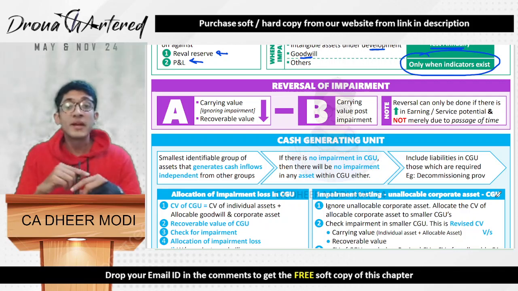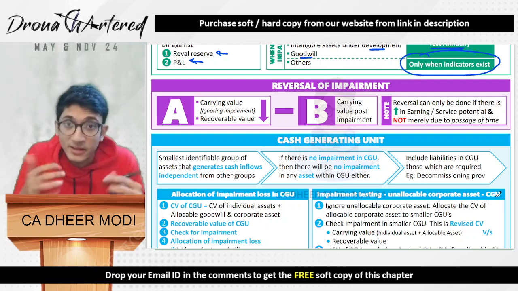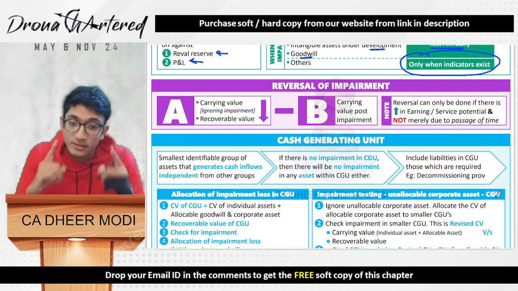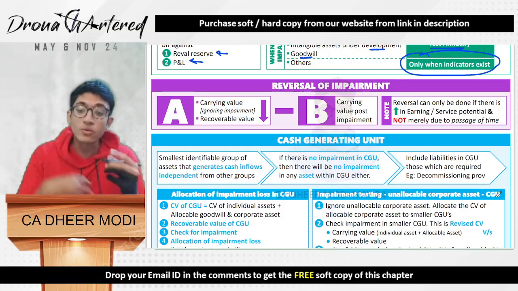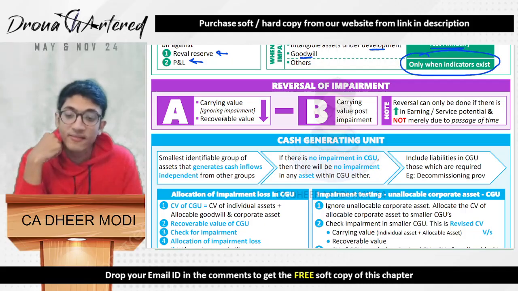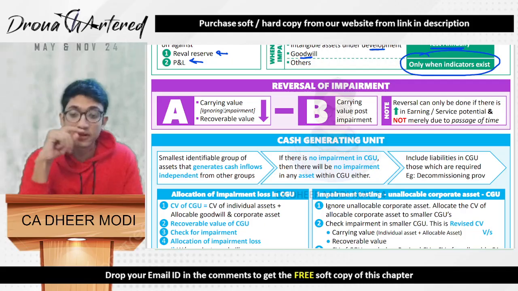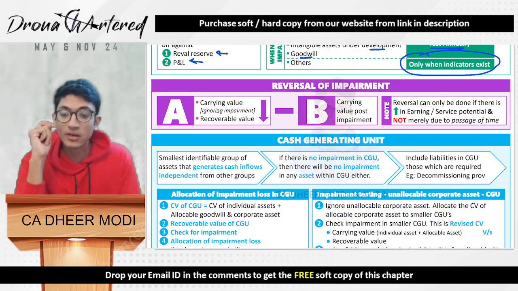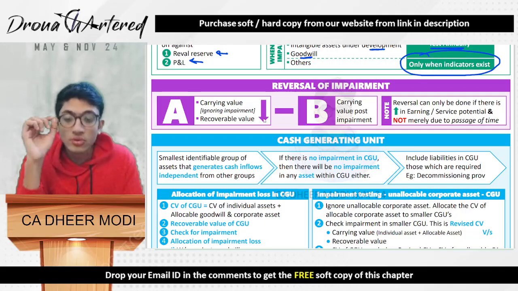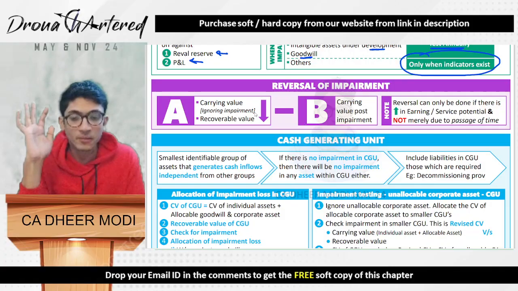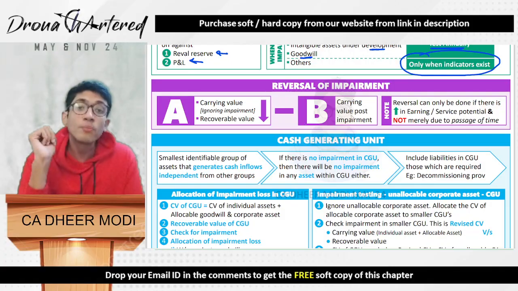Once you've impaired, sir, can I also reverse this impairment? Is there an option available? The answer is yes, you can also reverse impairment. You first calculate carrying value ignoring impairment, and your recoverable value, whichever is lower, this becomes your A. Then next is carrying value post impairment.